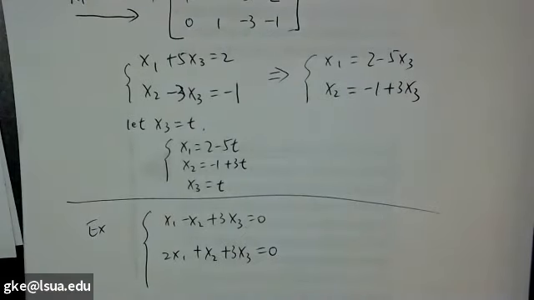You get it? Yeah. x1 equals t, equal to 3x the third. So x1 equals what? x1 equals -2t, right?